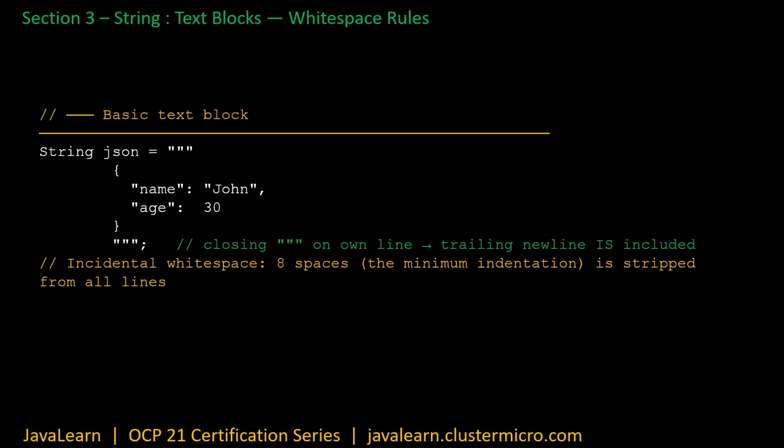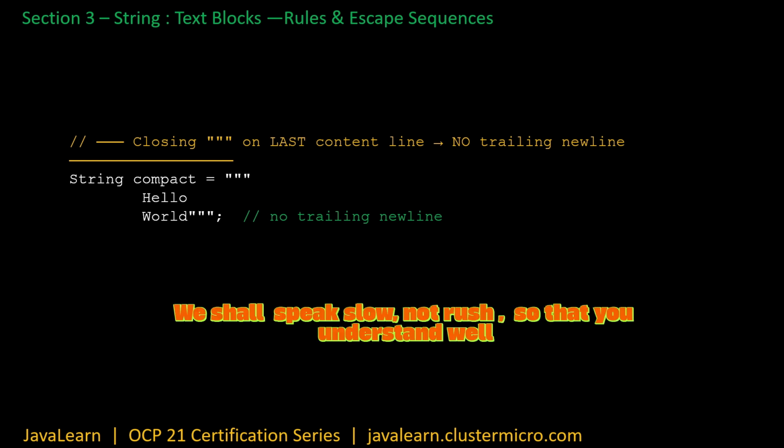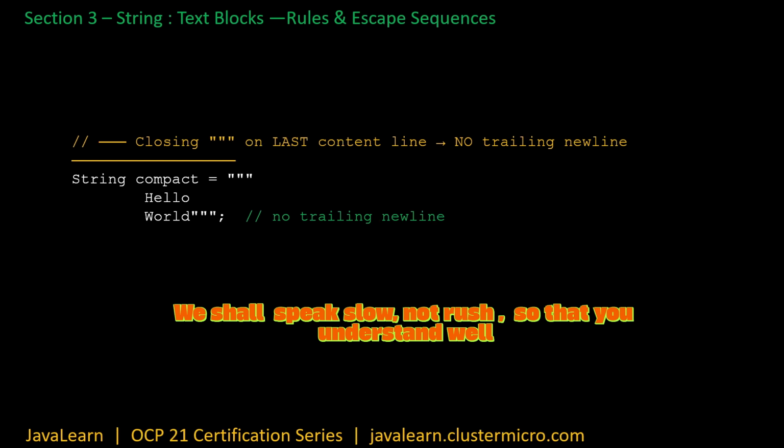So next we come to the closing triple quote on the last content line. We have this example: String compact equal to triple quotes, then hello, then world, triple quote. Here the closing triple quote is on the last content line, so there is no trailing new line. If you look at this second example, it is the direct contrast with the first block. The content is very simple, just hello and world on 2 lines, but look very carefully at where the closing triple quote sits. The closing triple quote is on the same line as world, immediately after the D of world.